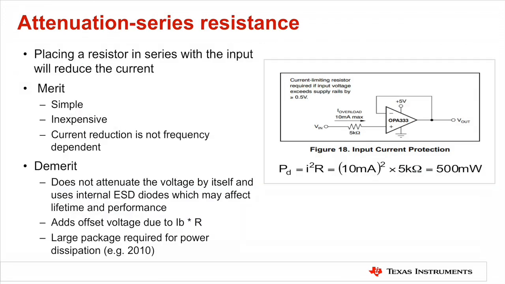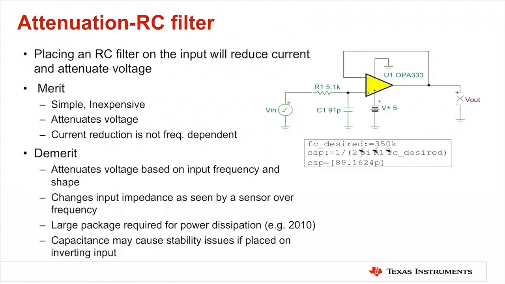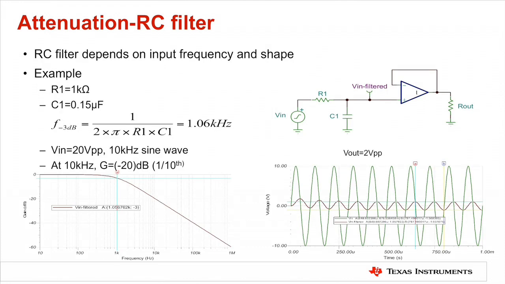Attenuation with a series resistance alone is a simple and inexpensive way to reduce the current going into your IC. It will not, however, attenuate the voltage going into the IC and can add an offset voltage via Ohm's law. If we add a capacitor to the scheme, we've created an RC filter. Just like the simple resistor solution, we've reduced the current going into the IC, but we've also added frequency-based voltage attenuation to the mix, reducing the volume of energy the ESD cells internal to our IC may be exposed to during a transient.